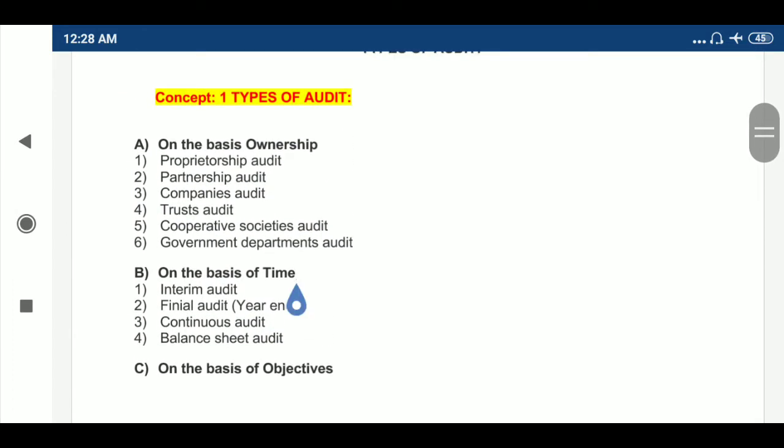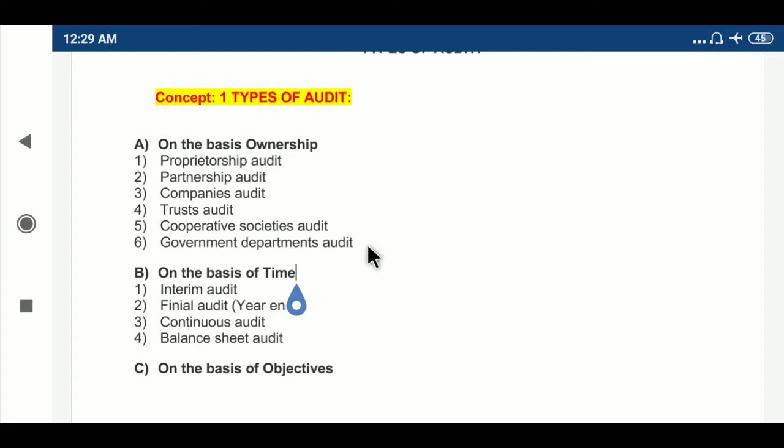So we can categorize types of audit on the basis of ownership, on the basis of time, and on the basis of objectives. On the basis of ownership, the audit can be classified as: first, proprietorship audit; second, partnership audit; third, companies audit; fourth, trust audit; fifth, cooperative societies audit; sixth, government departments audit.